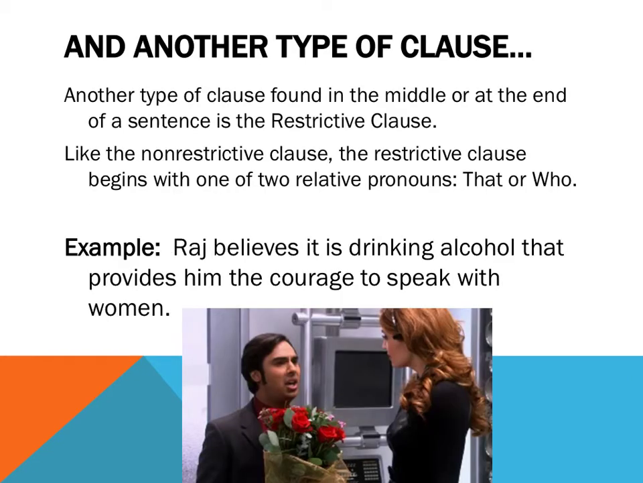Another type of clause found in the middle or at the end of a sentence is the restrictive clause. Like the non-restrictive clause, the restrictive clause begins with one of two relative pronouns, that or who. Raj believes it is drinking alcohol that provides him the courage to speak with women. Raj is the subject, believes is the verb, that is the subject and the key word of the restrictive clause, and provides is the verb.